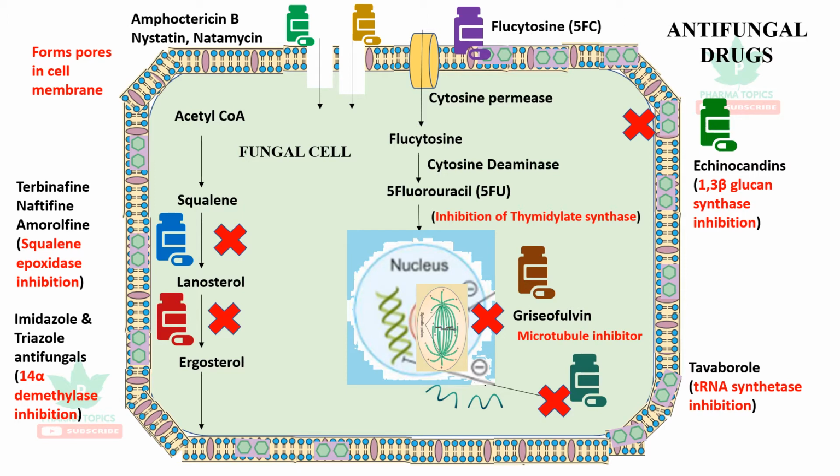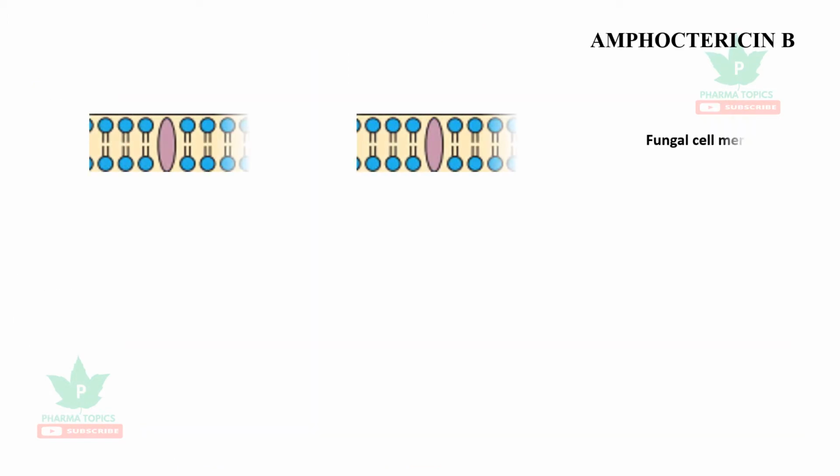So that is the classification of antifungal drugs. Some form pores in the cell membrane. Some are squalene epoxidase inhibitors. Some are 14 alpha demethylase inhibitors, and some are microtubule inhibitors, the antimetabolite flucytosine, 1,3-beta glucan inhibitors, and tRNA synthetase inhibitors. Let us see about the important drug amphotericin.